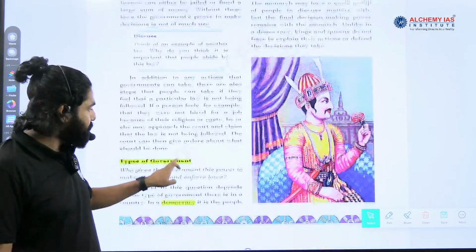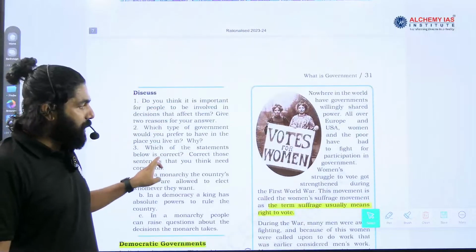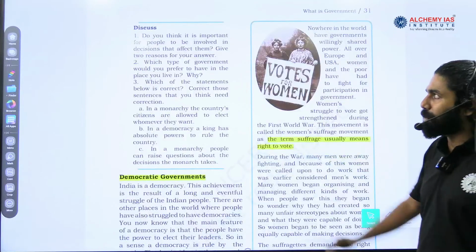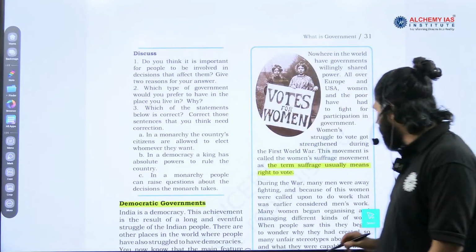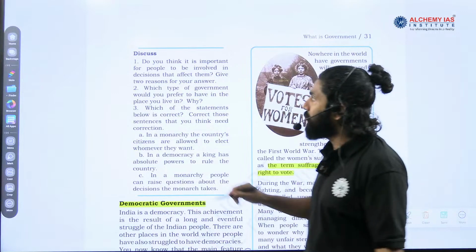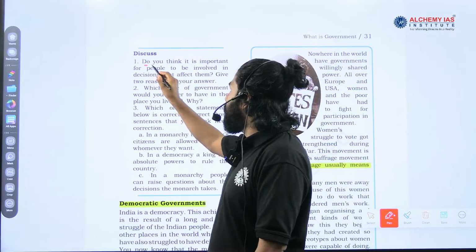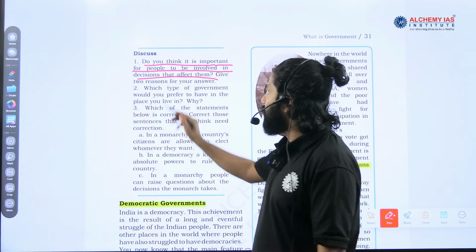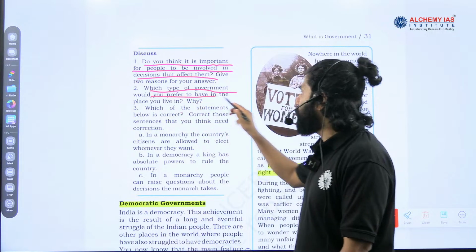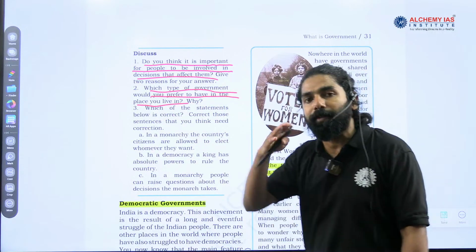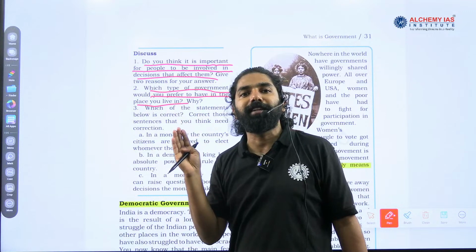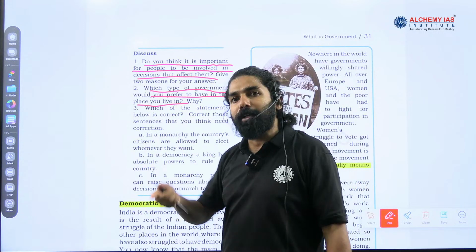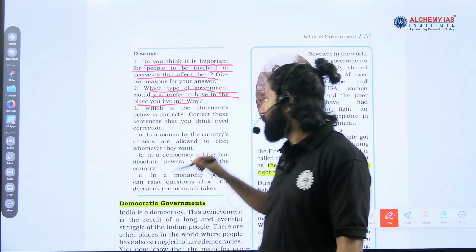Moving to the next, types of governments. The next paragraph is also regarding those aspects. Here some discussion is given to the student, like we can just read the discussion point which they have given here. Do you think it is important for the people to take involvement in decisions that affect them? Give two reasons. What type of government would you prefer to have in your place where you live? Whether you prefer democratic government, give an answer in the live chat if you agree. Do you prefer democratic government or a monarchical form of government? So, these were the discussions.